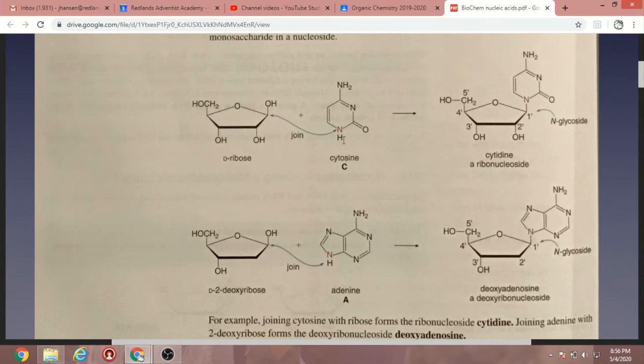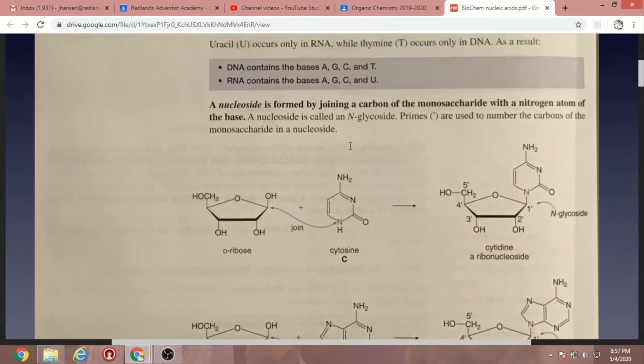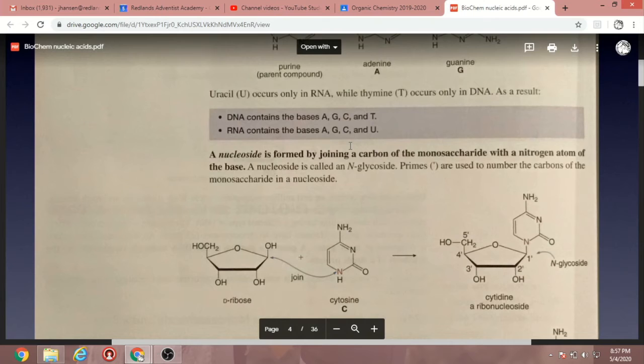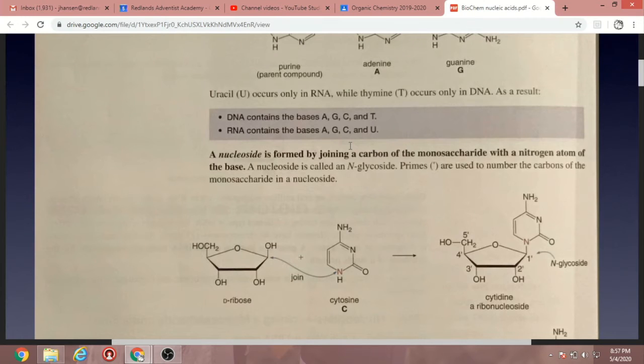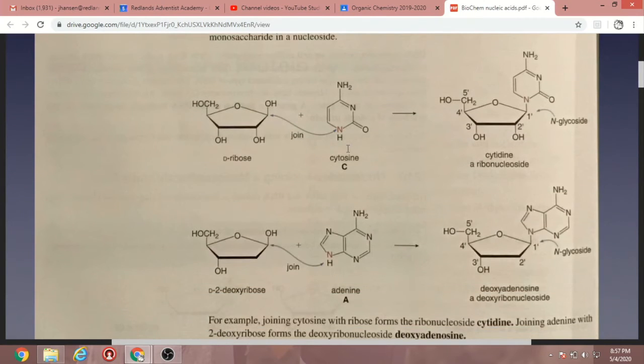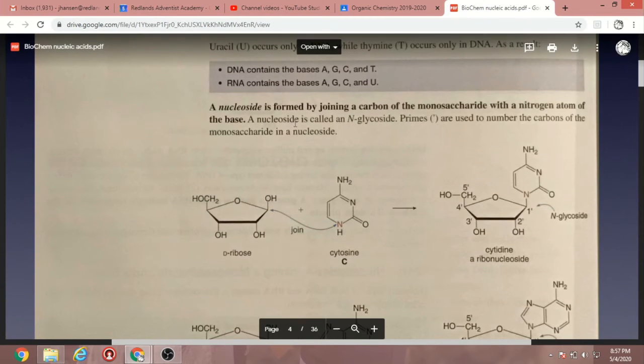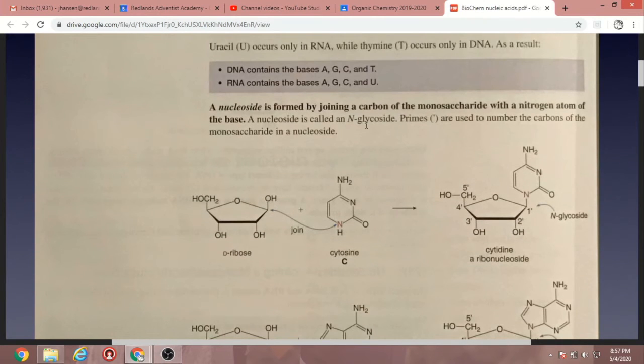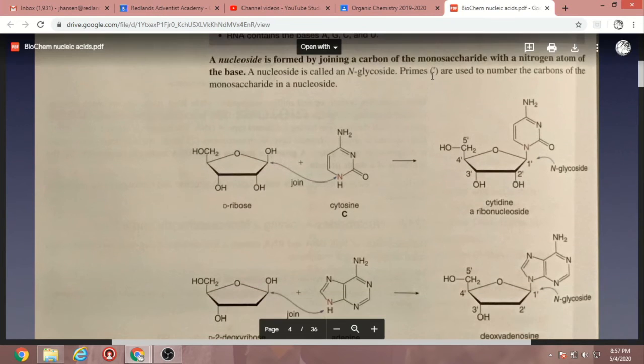And so all you have to do to name these is replace, let's see, where do they talk about that? Oh, it's down lower. For now, basically a nucleoside is just called an N-glycoside. And we use these little asterisks to refer to the primes for the carbons.